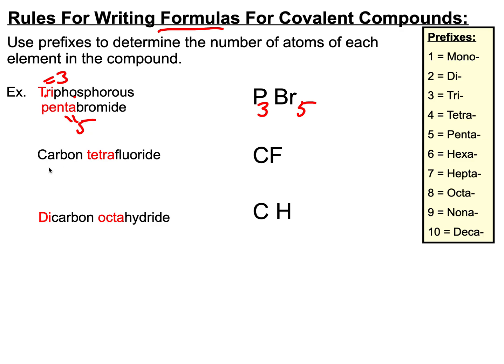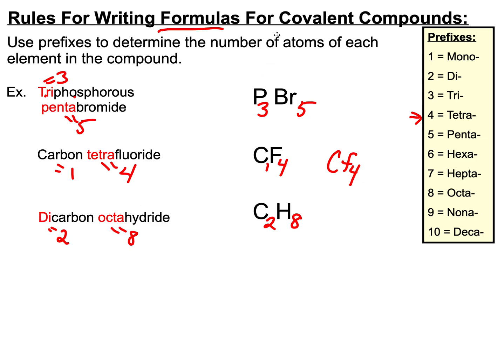Carbon. I don't see a prefix. That means 1. So, we normally don't write ones. I'm just going to put it here so you understand that there's only one of them. I didn't skip it. Tetra. What's tetra? Just like the game, 4 little squares make up each shape. 4. Tetrafluoride means there's 4 of these. So it's CF4. Dicarbon. Di is 2. That tells me there's 2 carbons. Octahydride. Octa means 8. Put an 8 there.